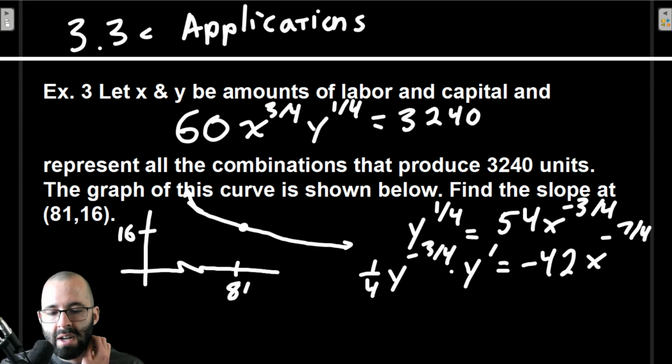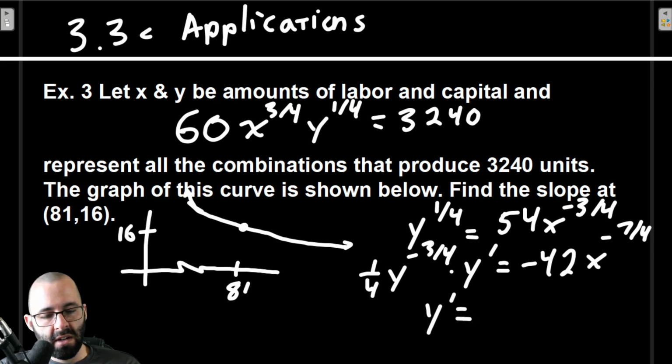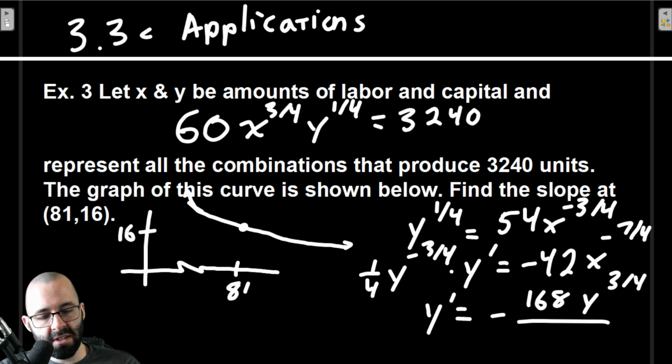Okay. So now what we're going to do over here is solve for y prime. Multiply both sides by 4 times y to the positive 3/4. So we multiply by 4, we're going to get negative 168 times y to the 3/4. And the bottom just has x to the 7/4. And again, remember, a negative exponent just moves it from the numerator to the bottom, or vice versa. This is our derivative equation.